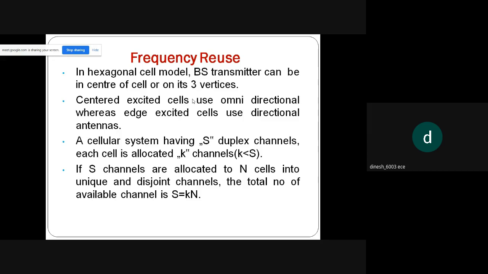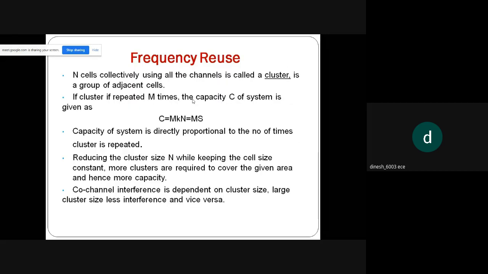The number of available channels S is K into M. So we can easily find the capacity of this cellular system. The capacity of the system is directly proportional to the number of times the cluster is repeated. So by reducing the cluster size N while keeping the cell size constant, more clusters are required to cover the given area, and hence more capacity.